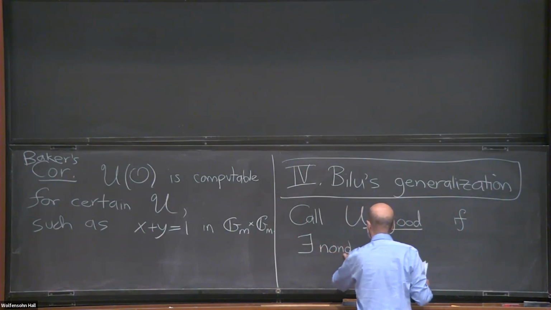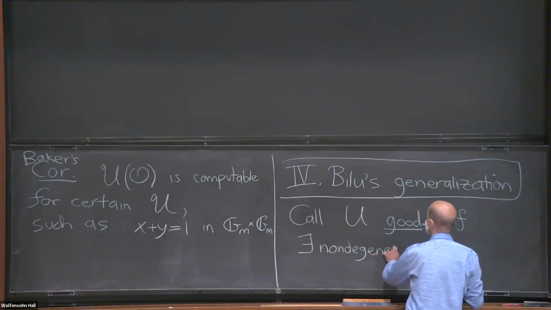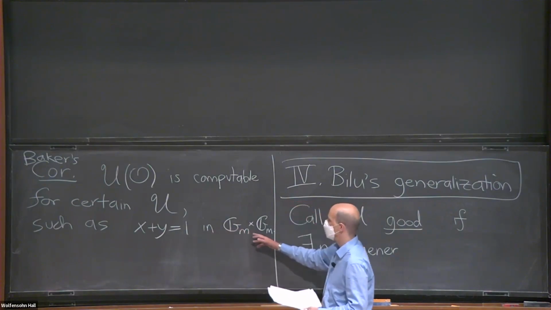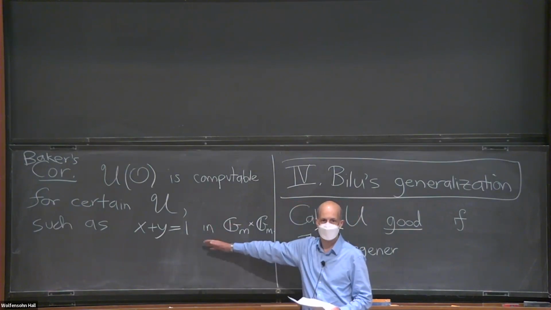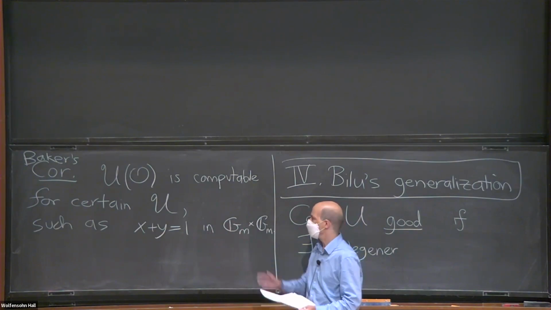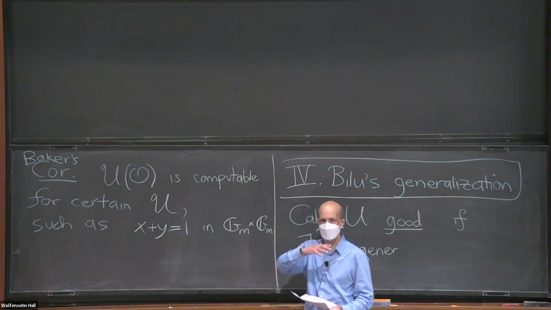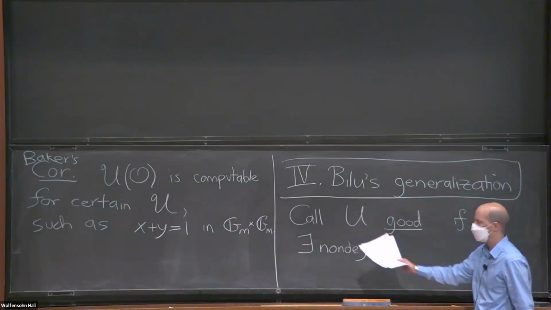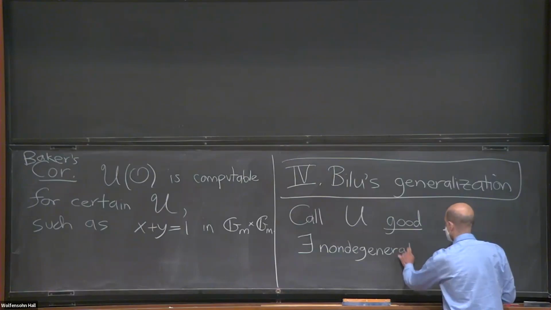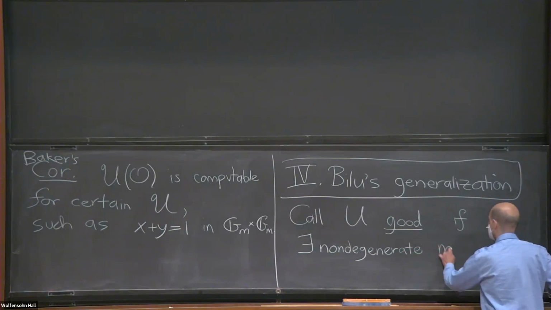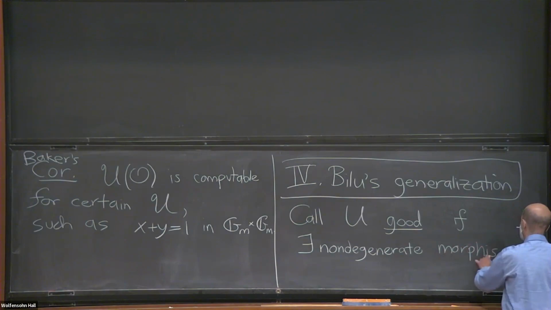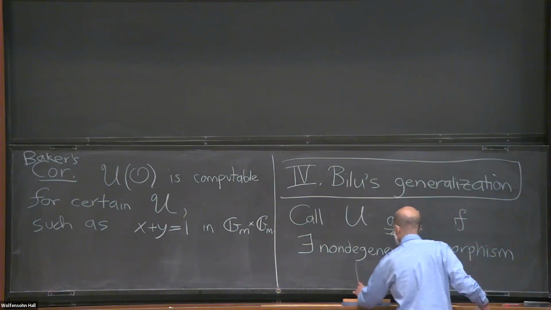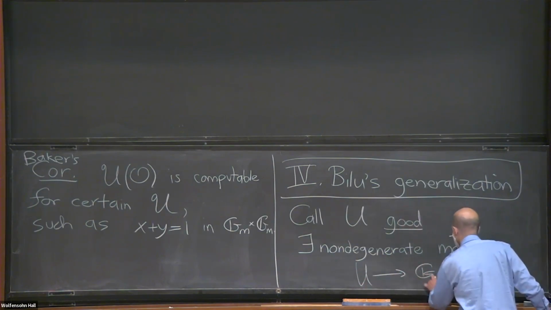non-degenerate map. Here it's generalizing this example, but it doesn't have to be x plus 1, y equals 1 in GM cross GM. It could be essentially any curve in GM cross GM. And it doesn't even have to be in GM cross GM. It could be a curve that maps to GM cross GM. You just need some kind of non-degeneracy hypothesis. So there should be a non-degenerate morphism to GM cross GM.